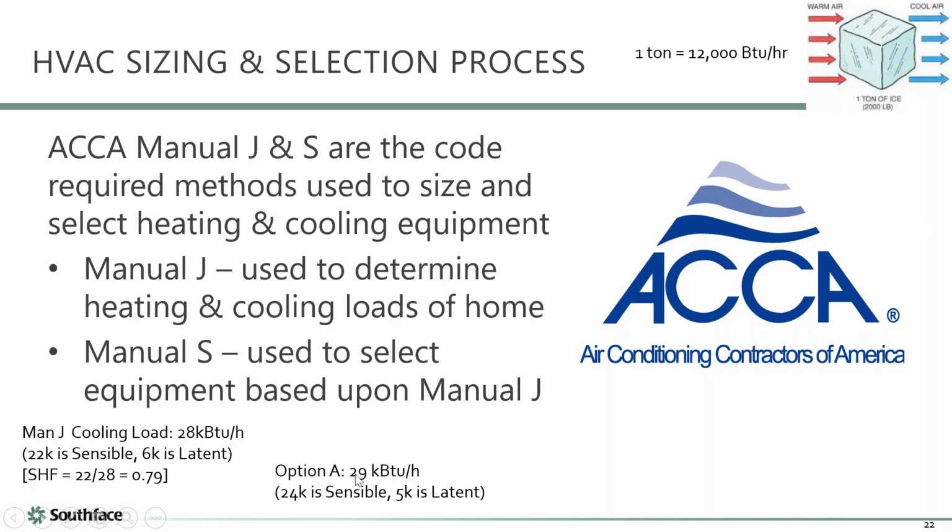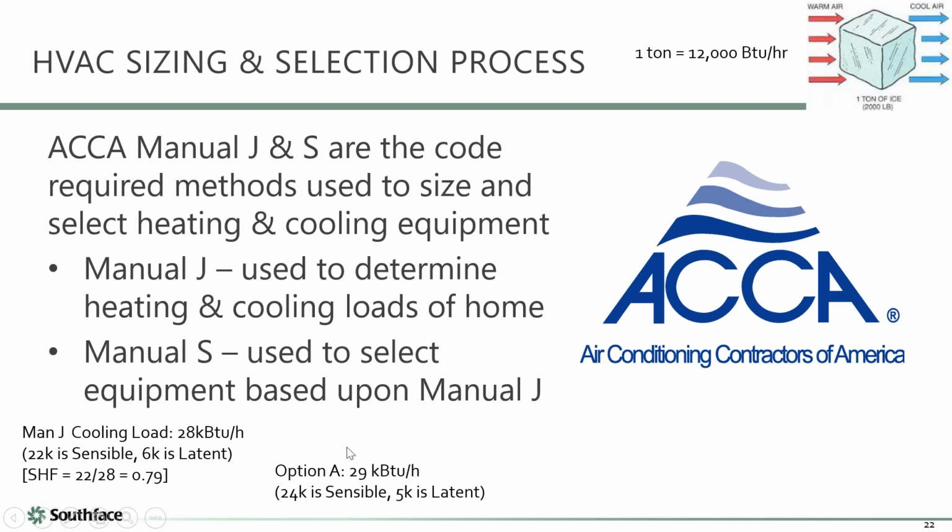But anyway, this particular model will do 24,000 sensible, 5,000 latent, that's 29,000 total. That's bigger than 28,000. We're good to go, right? Except we're not, because what Manual S tells you is it's very important you put equipment in that has enough sensible capacity to satisfy the sensible load, 24 is greater than 22, and enough latent capacity to satisfy the latent load. We don't have it. So this equipment is not the right choice for this particular load.